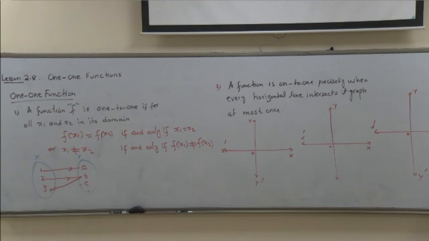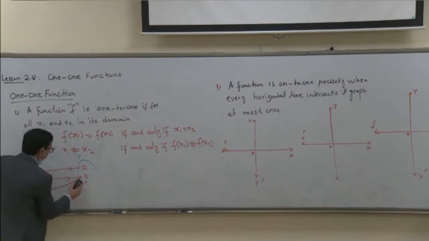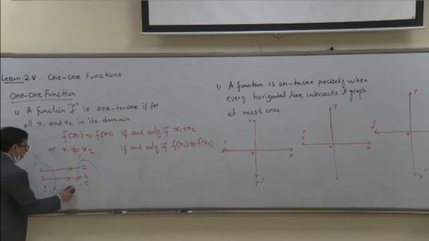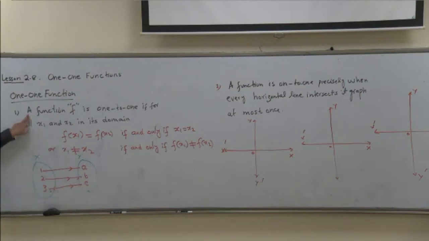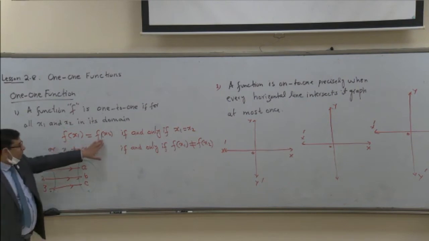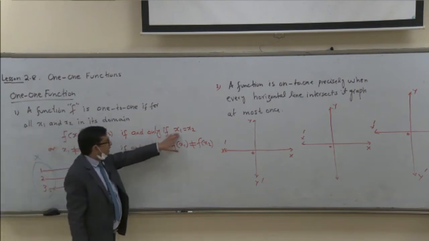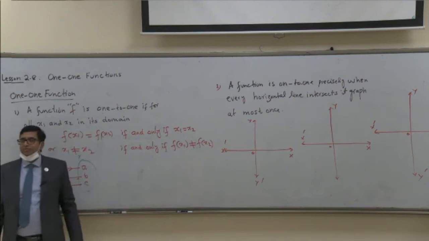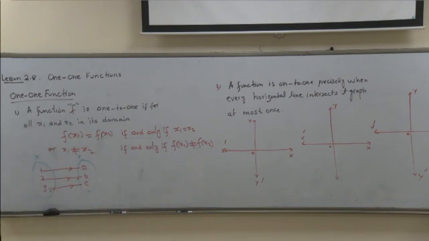Now here, one-to-one function. In a one-to-one function, we have this type of relationship: one husband, one wife, that's all. Simple rule. A function f is one-to-one if for all x1, x2 in its domain, f(x1) is equal to f(x2) if and only if x1 is equal to x2. Understand? What is if and only if?